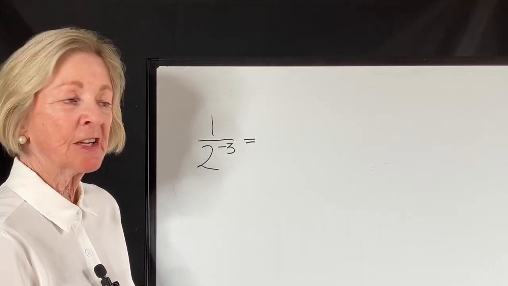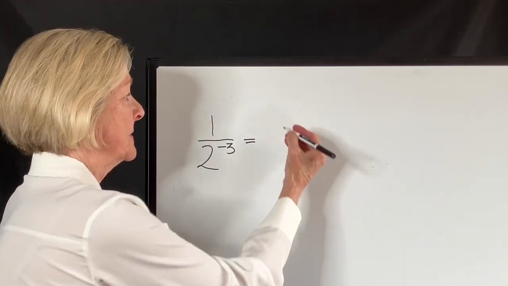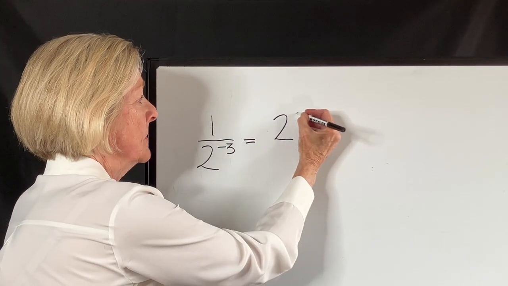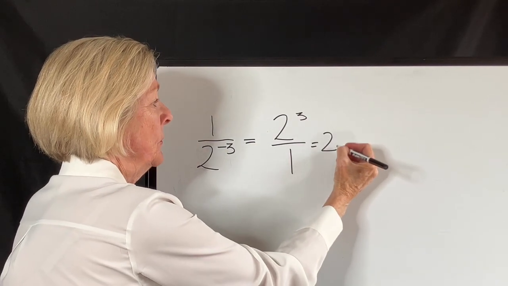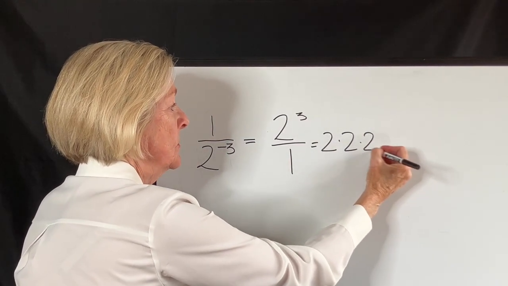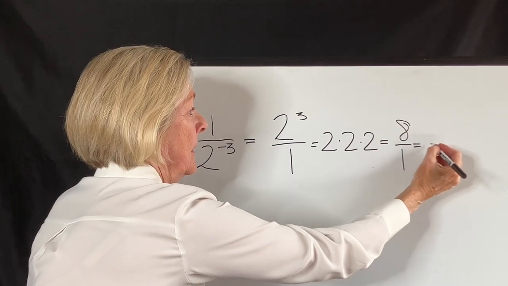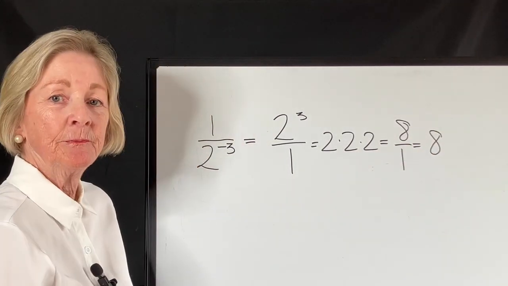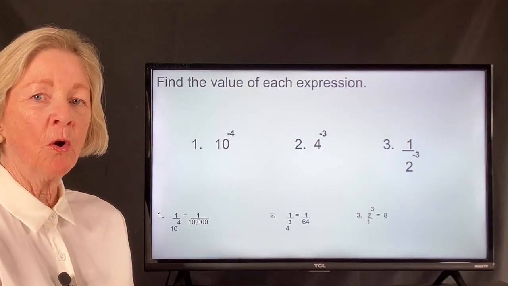Here I have the negative exponent in the denominator. I find the reciprocal of this number, changing the exponent to positive. 2 to the 3rd equals 2 times 2 times 2, which equals 8. 8 over 1 equals 8. And we're done. Let's try some on your own.